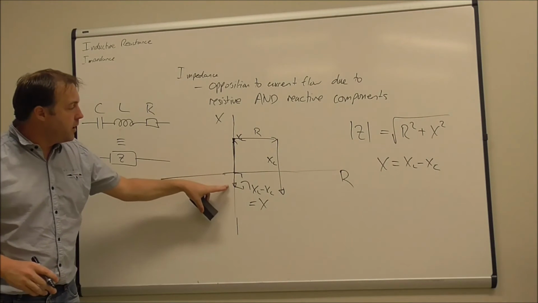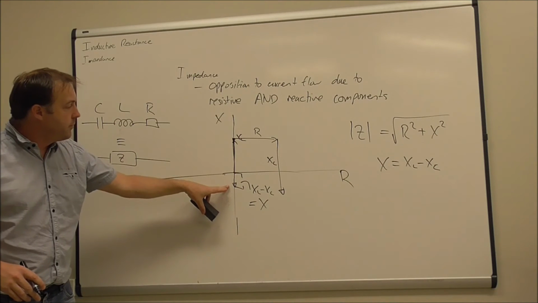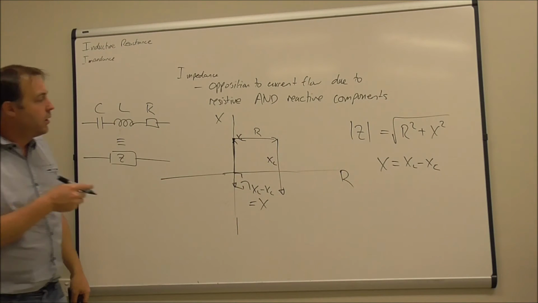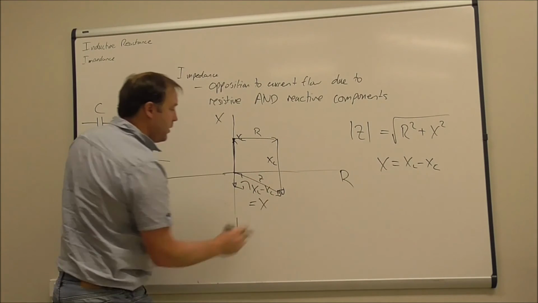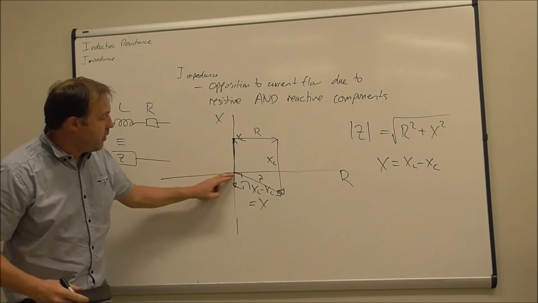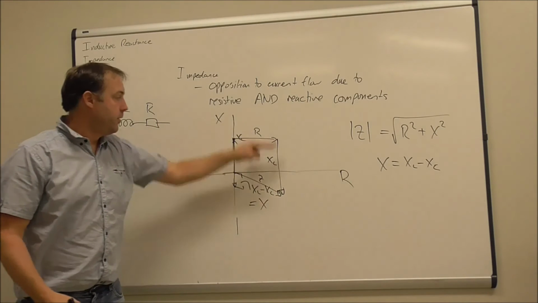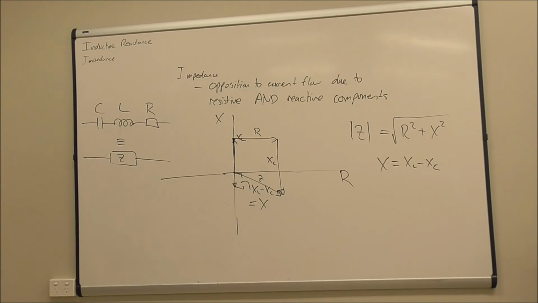And so yeah, if I calculate my reactance here, that's simply the line from the origin to the end point of my three vectors, and I get my total impedance. Okay? So let's actually do a couple of examples.